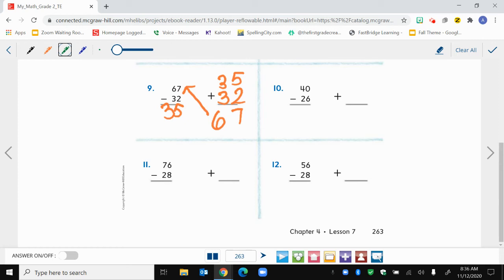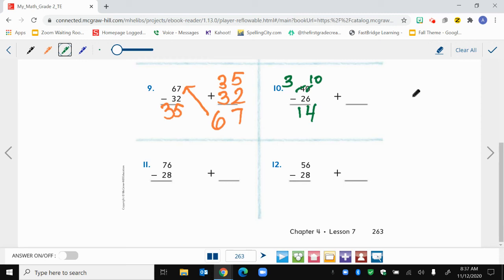All right, now the next one. You should have seen 40 minus 26. Well, when you looked at the ones side, you would see 0 minus 6, which you know we can't do. So you should have borrowed 1 ten from that 4 to make it 3 and added 10 to that 0 to make it 10. Then you would have done the ones side, 10 minus 6. 10 minus 6, you would have gotten 4. And then 3 minus 2, you would have gotten 1. So 40 minus 26 equals 14.